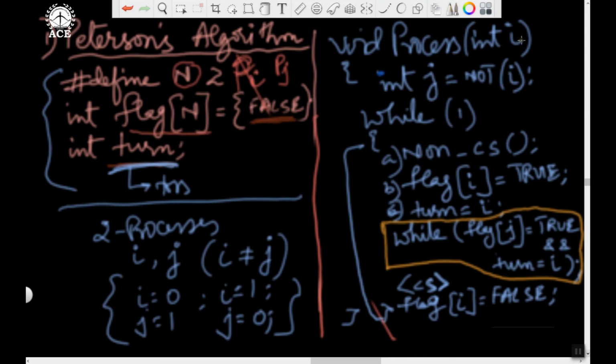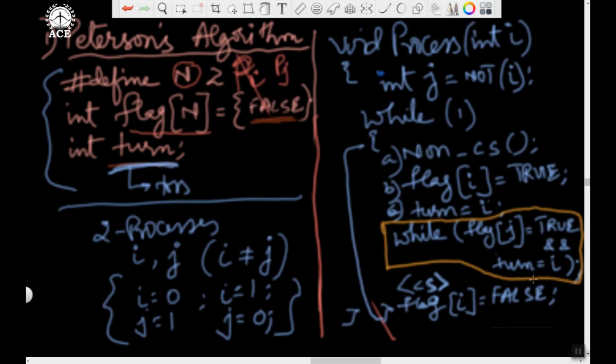So process I is 0, so j will be 1. If flag of j is true, the other fellow is also interested. Please understand, if this is not true, then this becomes false. False ANDed with anything will be false, so this fellow will enter the critical section. The problem will arise when this is also true. Flag of I is true and flag of j is also true, both are true.